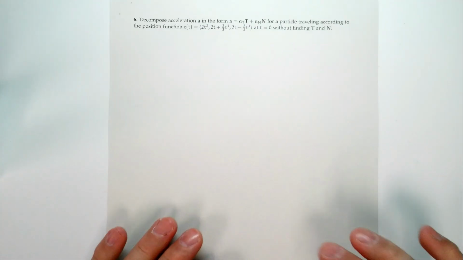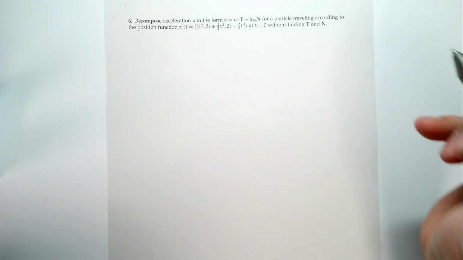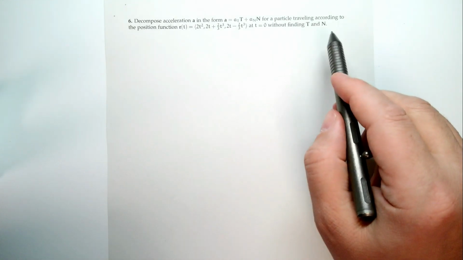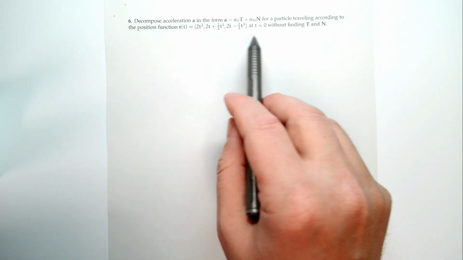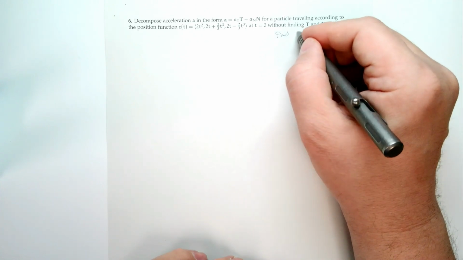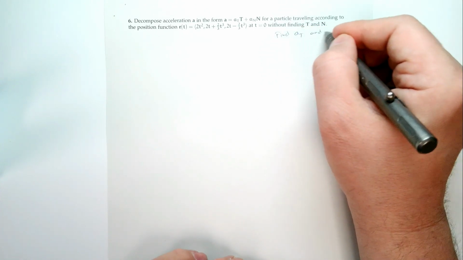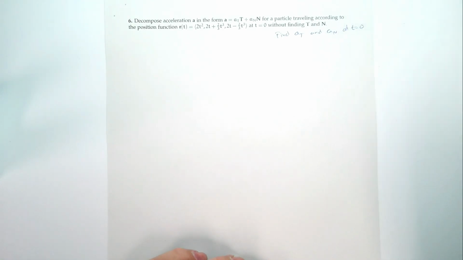So what's our next problem? Number 6. Decompose acceleration in the form a sub T T plus a sub N N for a particle traveling according to the position function r of t equals this at t equals 0, without finding T and N. So what are we finding? Well, really we want to find a sub T and a sub N at time t equals 0.